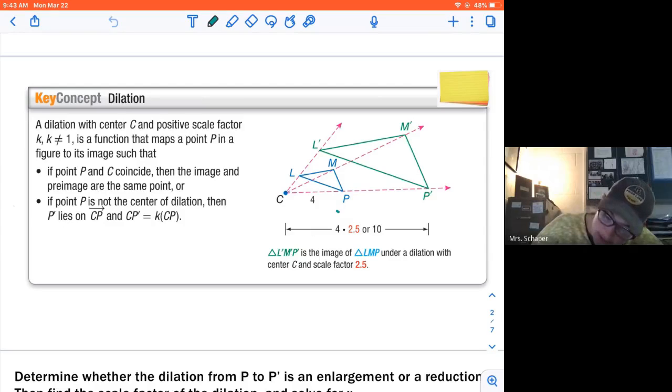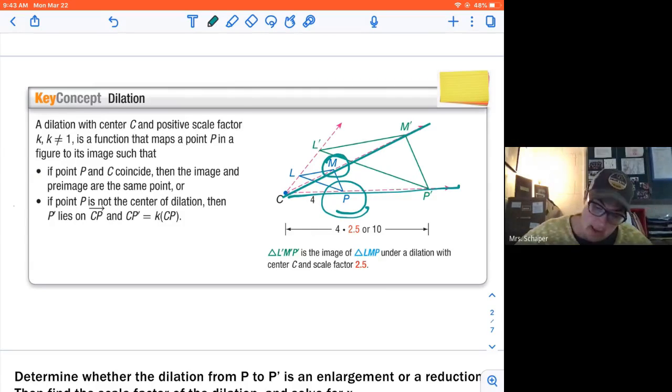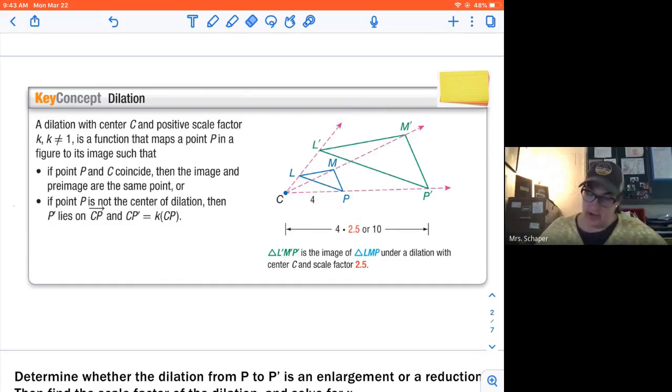What that means is if P is not the center of dilation, it's going to lie on this line. M is not the center of dilation, it will lie on the line CM prime. L is not the center of dilation, so it'll fall on that line. That's what we're talking about. Okay. And then we always go from image to pre-image when we're trying to figure out the scale factor. So in this case, the scale factor is 2.5. So if this length is 4, then the whole length is 10 because 4 times 2.5 is 10.